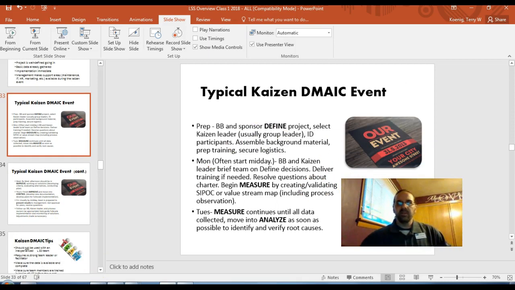So, a typical event. You might get a black belt and a sponsor to define the project, select the Kaizen leader, identify your participants, assemble some background materials, prep training, secure logistics. Get it all set up. So Monday, everybody comes in ready to go. Morning, midday, get some donuts, breakfast pizza. Always work pizza into it.